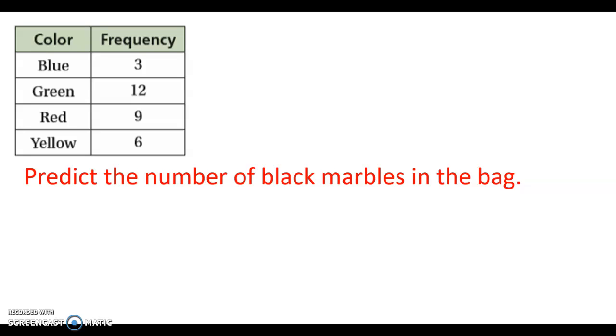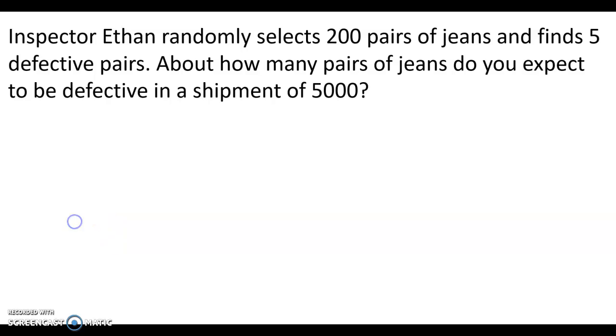So predict the number of black marbles in the bag. Now, I do not see any black marbles that we picked, so we would say there was 0 out of 30. So our prediction would be 0 out of 50. So we are predicting that there are no black marbles. Now, we could be wrong. That's based off of our experiment. All right, let's turn the page.